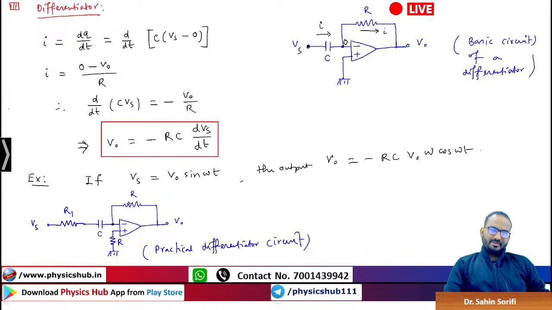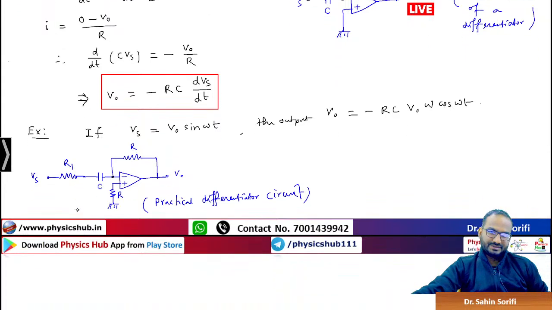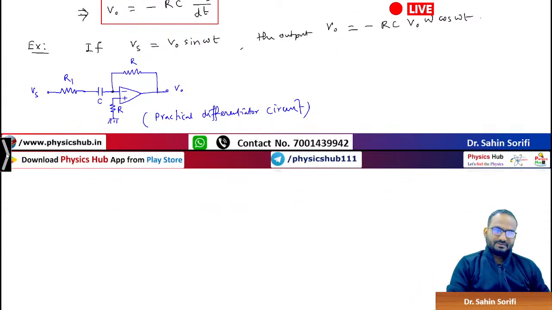The same value of resistance is connected here, so it is not an issue. R1 is connected because there is an issue of high frequency gain with this circuit, which makes the circuit unstable. That is why this R1 is connected, and its value is almost 1/10 to 1/100 of R. A small resistance is connected here. So you can just note a few things here.